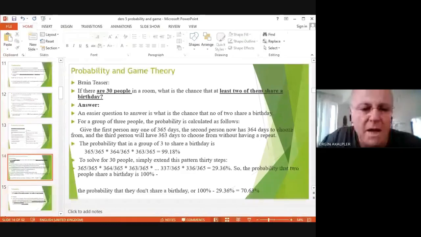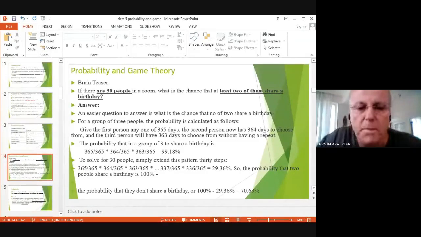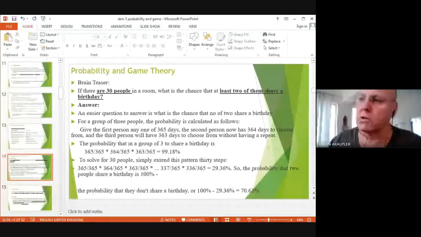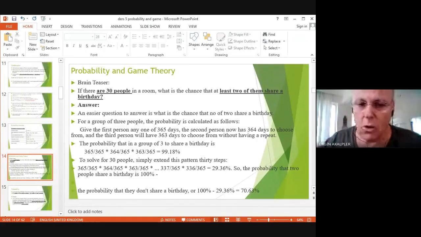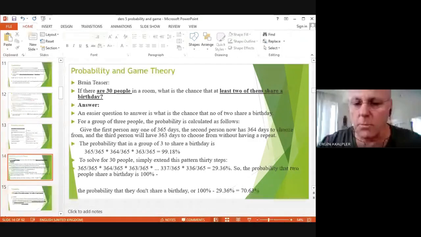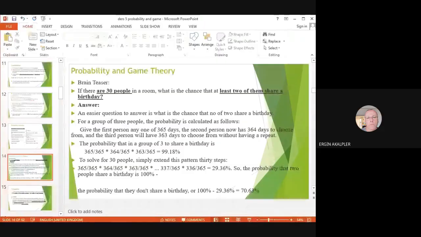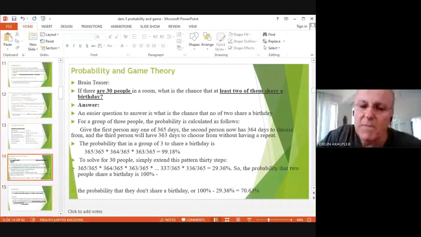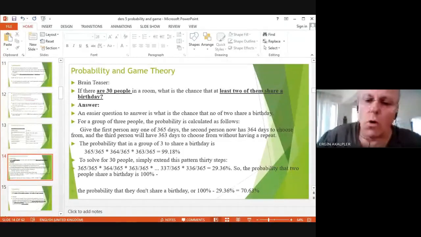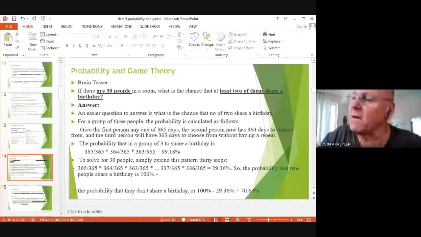by using what we have done before. For a given first person, any one day is possible, so the probability is, since a year is 365 days, 365 over 365. The second person's possibility is supposed to be less than 1, with 364 days to choose from, and the third person has 363 days to choose from without having a repeat, because repetition will cause a problem in the probability.